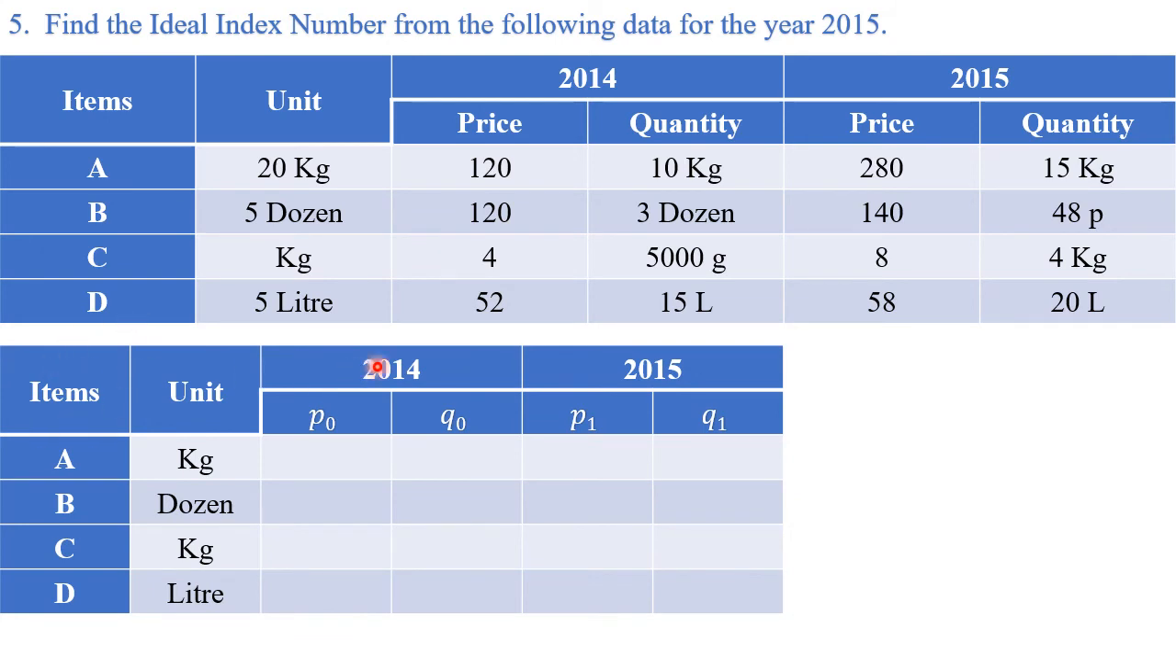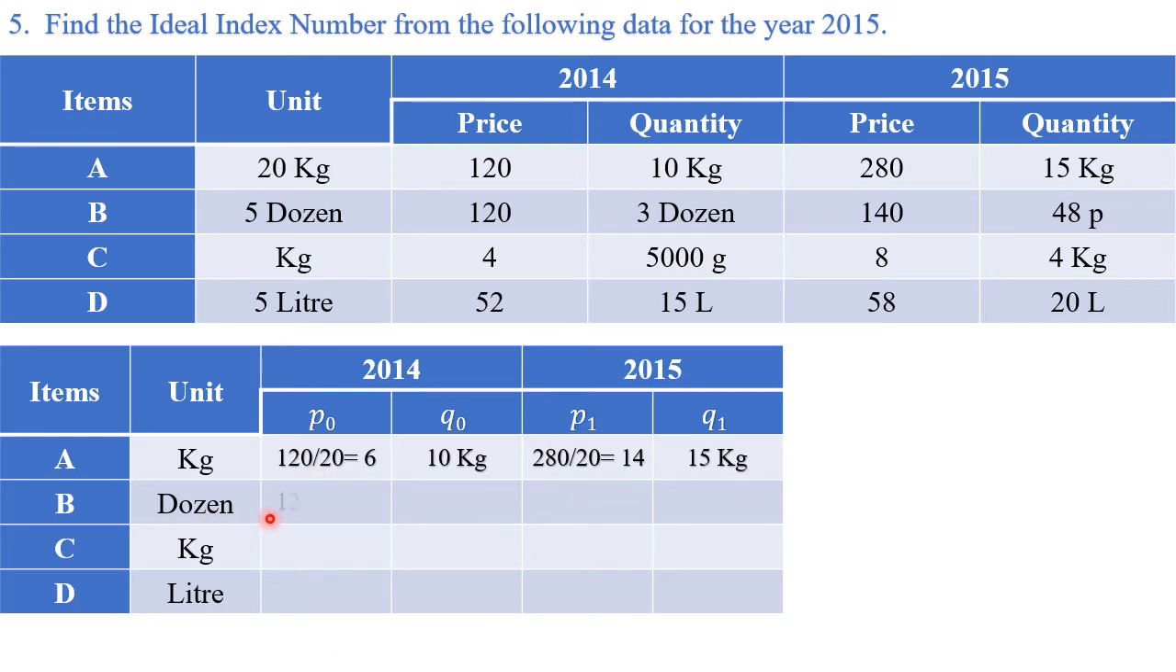The rough shape is kg, dozen, kg and liter. P0, Q0, P1, Q1. As you can see, 2014 is base year, so price quantity is P0, Q0. 2015 is current year, price quantity is P1, Q1. So I'm going to convert this 120 into 6 by dividing by 20, and 10 kg will be as it is. 280 divided by 20 is 14, and 15 kg will be as it is.